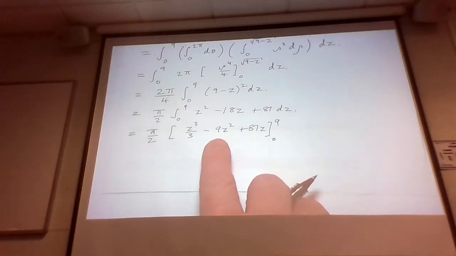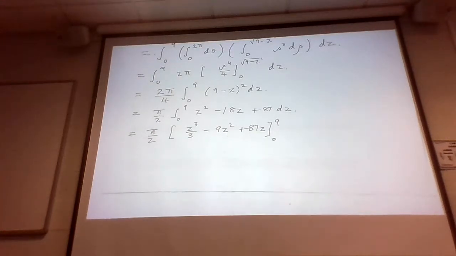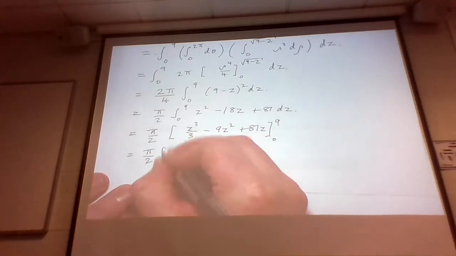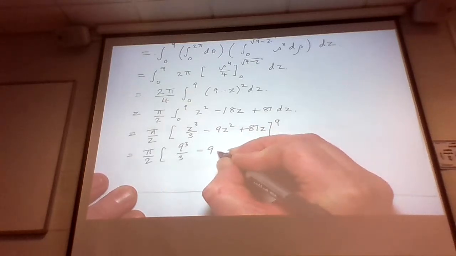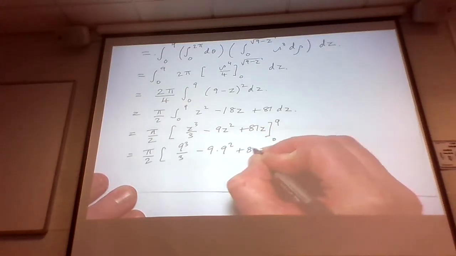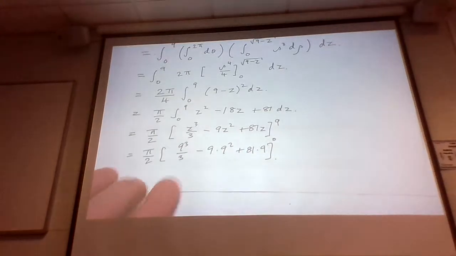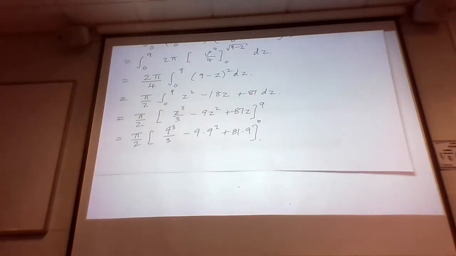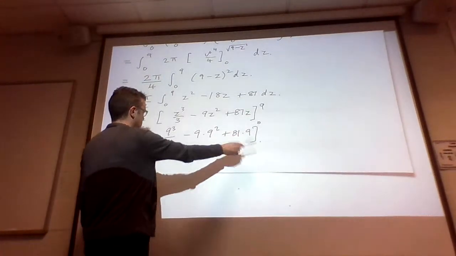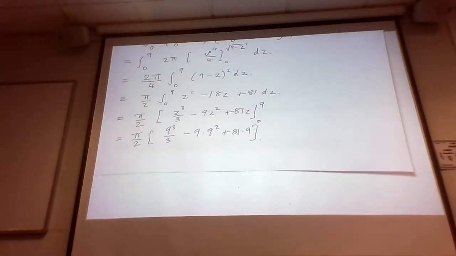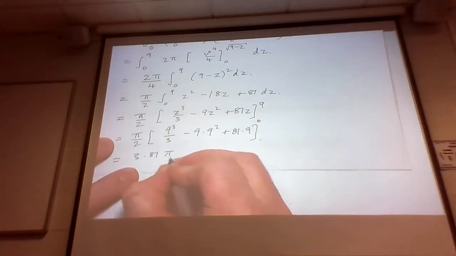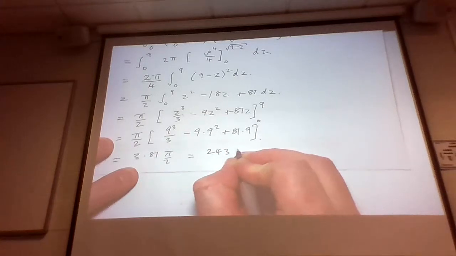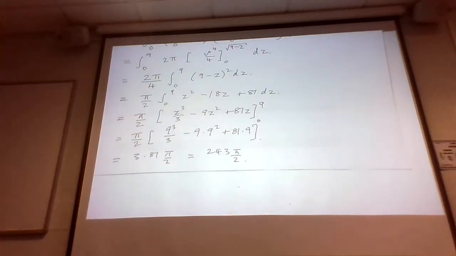What goes on here? So it's pi over 2. And that is whatever it is. It simplifies a bit. That's 81 times 9 plus 81. So those cancel out, and 81 can cancel the 3. So it's 3 times 81, whatever that is, times pi over 2. 243 pi over 2.